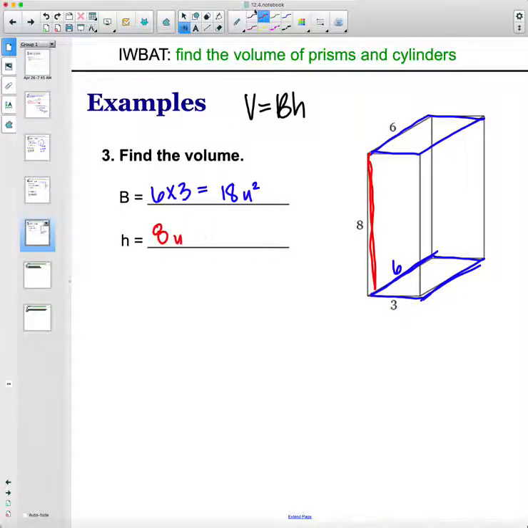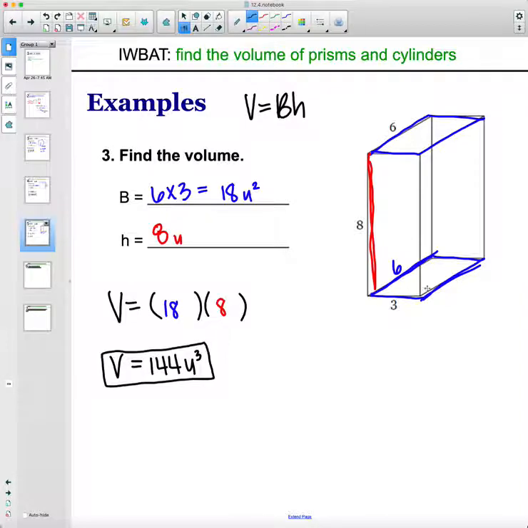So again, I'm just going to put a U for the units. And then volume is going to be area of the base times the height. So the base area is 18. The height is 8. So then just multiply those together, and you'll get 144 units cubed for the volume.